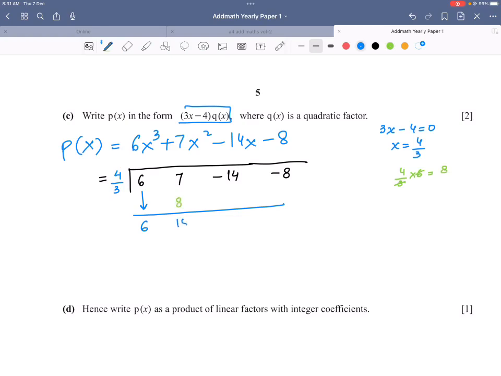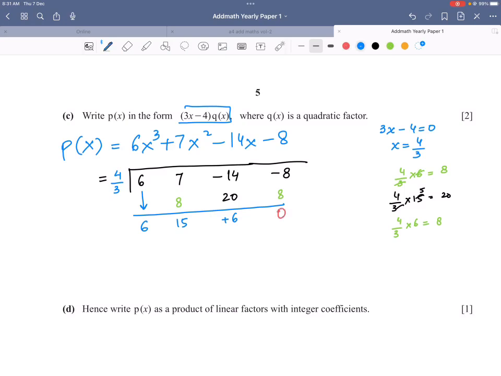7 plus 8, it's 15. Now I need to multiply 4 over 3 times 15. So 4 over 3 times 15 equals 20. So I got 20 here. Minus 14 plus 20, it's plus 6, right? Now I need to multiply 4 over 3 times 6, and that will be 8. Minus 8 plus 8 will be 0.